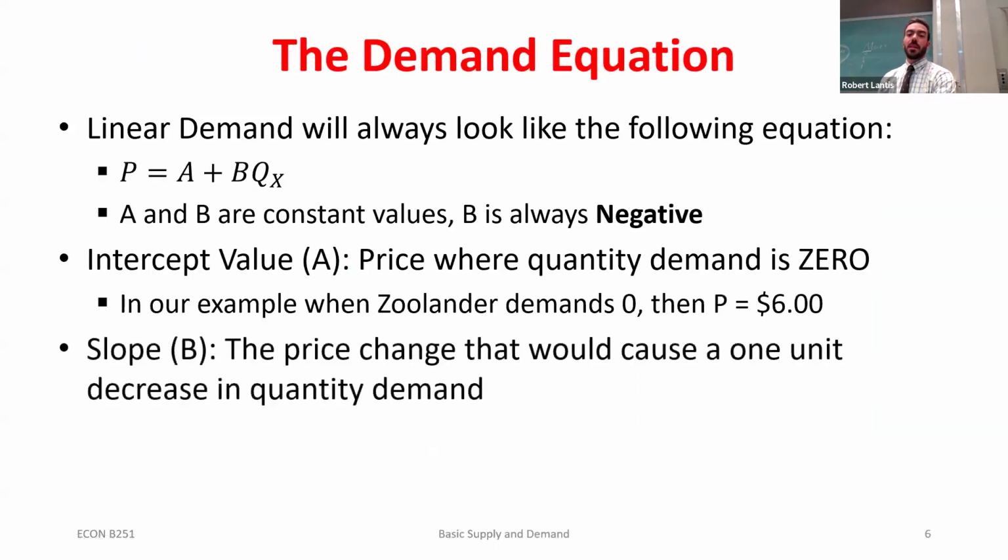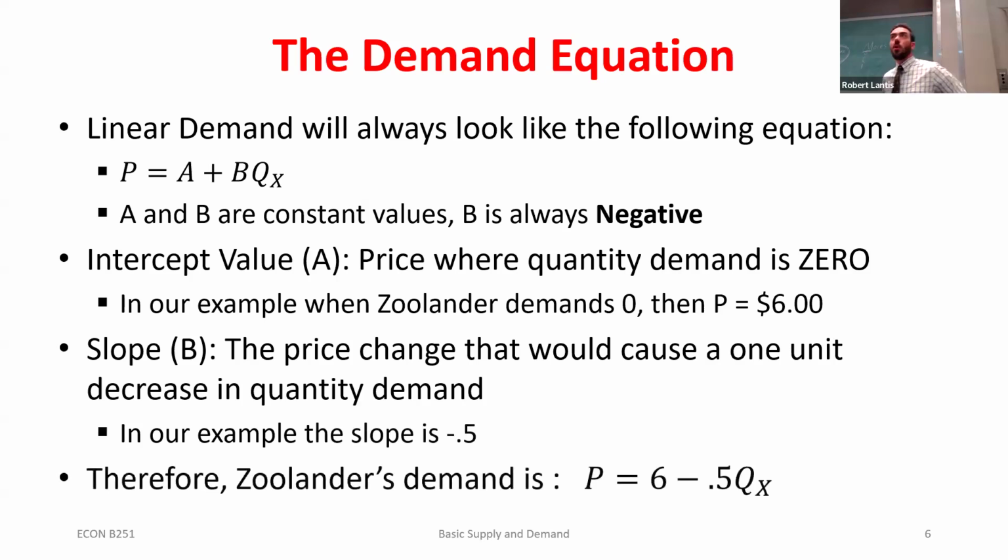And then our slope is kind of the price change that we would need to see in order for us to buy one less unit, right? So the price decrease we would need to see in order for us to buy one more unit. Or if you want to say it the opposite way, the price increase we would need to see for me to buy one less unit. Just the same thing in different directions.